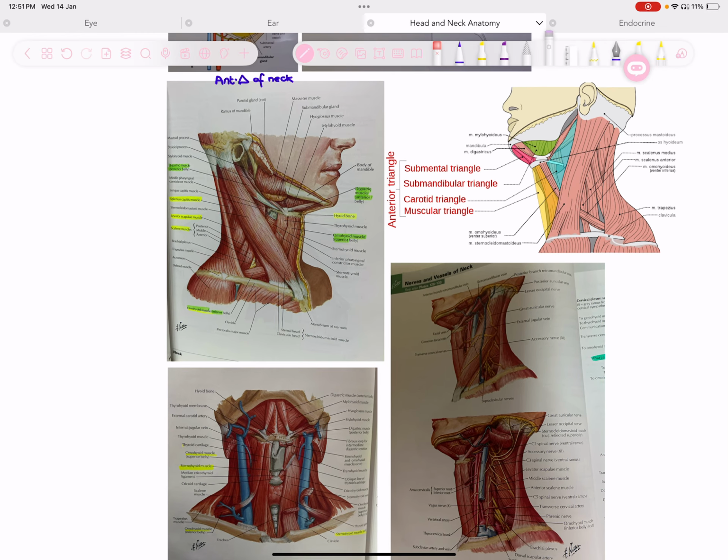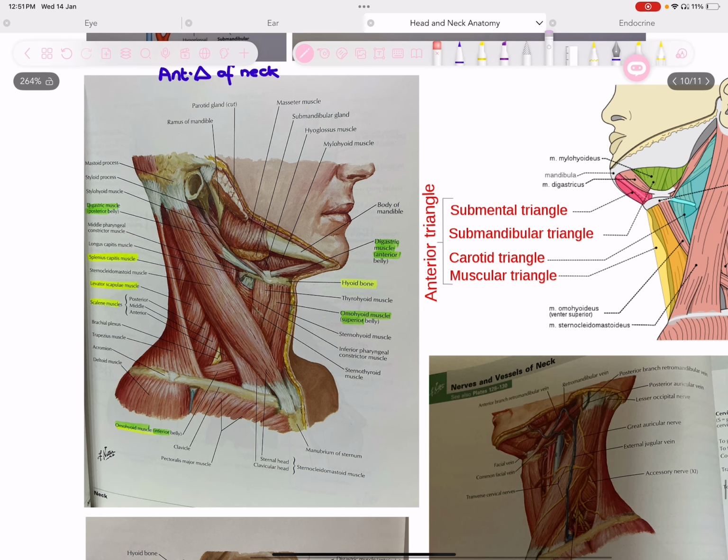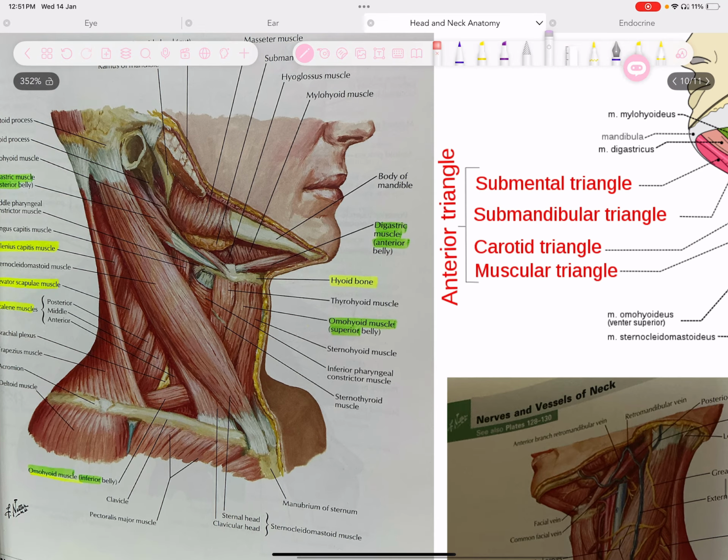The anterior triangle of the neck is further divided into multiple triangles, and as I've already told you, the posterior triangle is divided into two parts as well. One is the occipital part, which is above the inferior belly of the omohyoid. Bear in mind, this is the inferior belly. And below the inferior belly of the omohyoid muscle, we have our subclavian part. So those were the two parts of the posterior triangle of the neck.